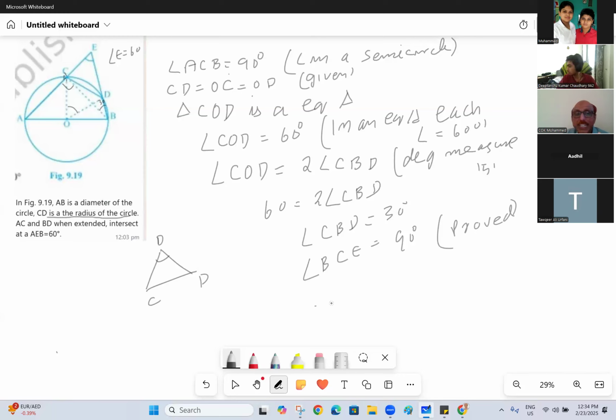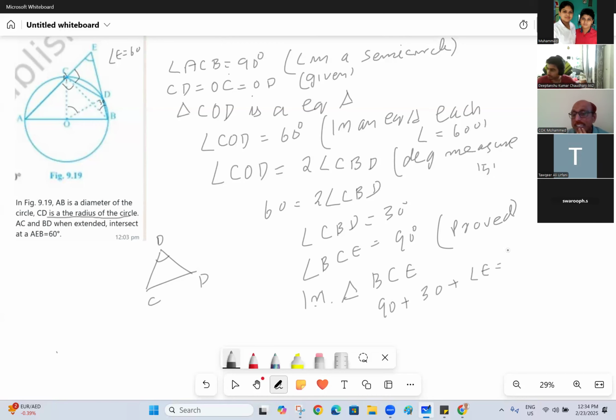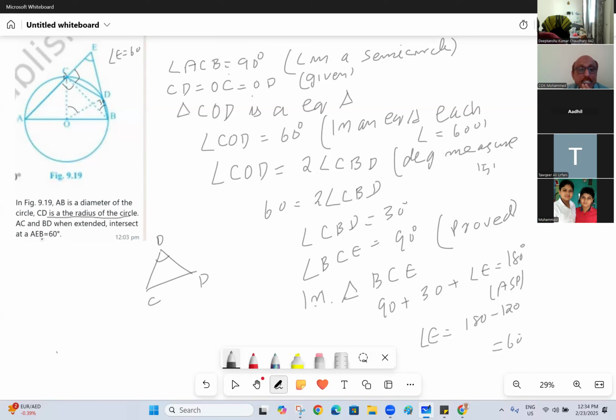Now you take triangle BCE. Mohammed, BCE is 90, this is 30, and angle E. 90 plus 30 plus angle E is how much? 180, by the angle sum property. Now angle E is how much? Angle E equals 180 minus 120, that is 60. Very good. That is what you have to prove, isn't it? Okay, it's a good question.